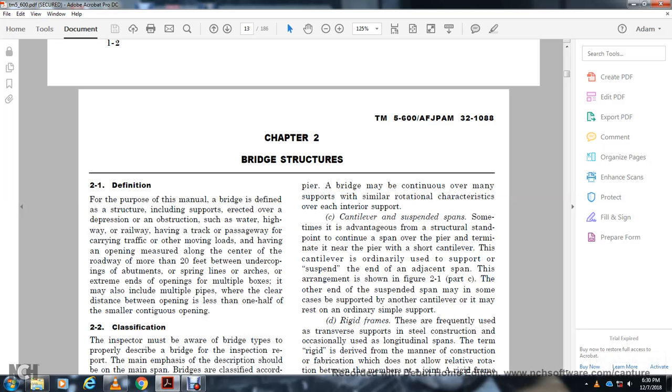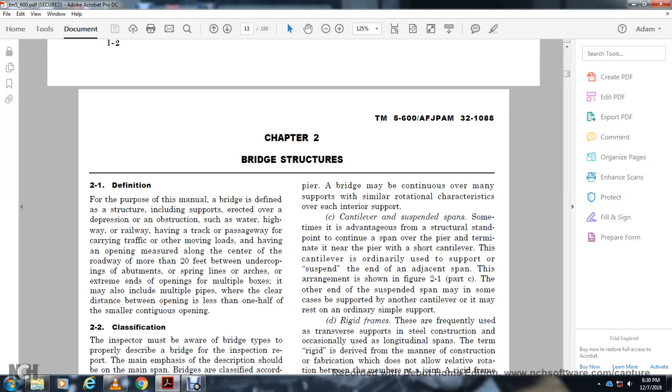Alright, Chapter 2, Bridge Structure. Definition. For the purpose of the span, a bridge is defined as a structure, including supports, erected over a depression or an obstruction such as water, highway, or railway, having a track or passageway for carrying traffic or other moving loads, and having an opening measured along the center of the roadway of more than 20 feet between the undercopings of abutments, spring lines of arches, or extreme ends of openings of multiple boxes.